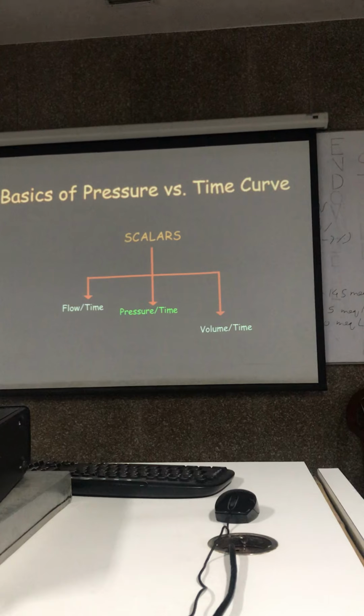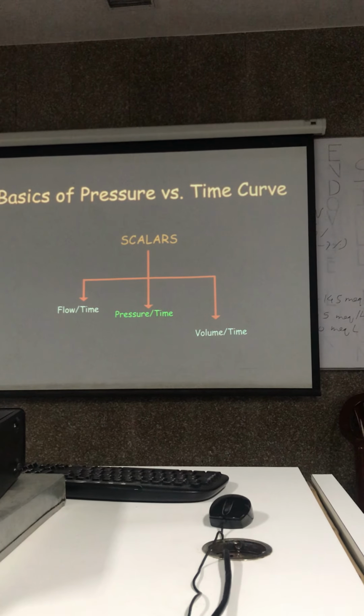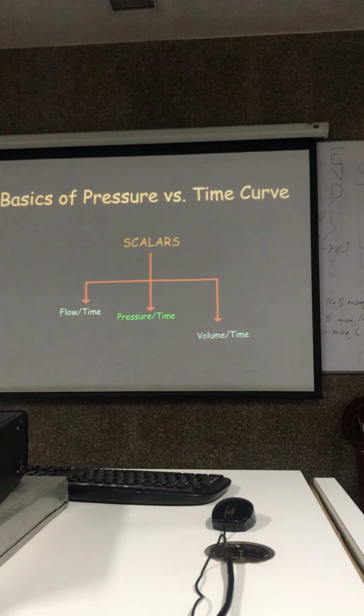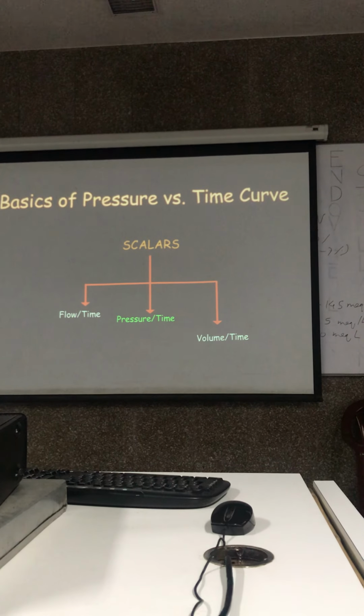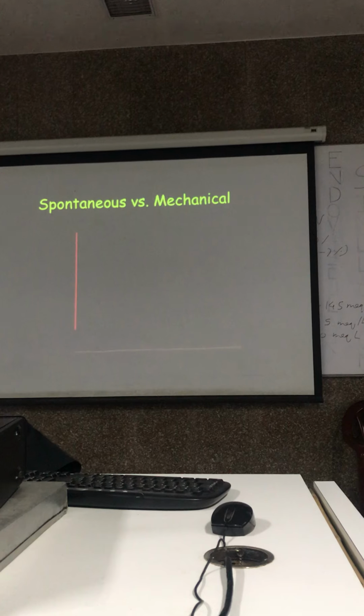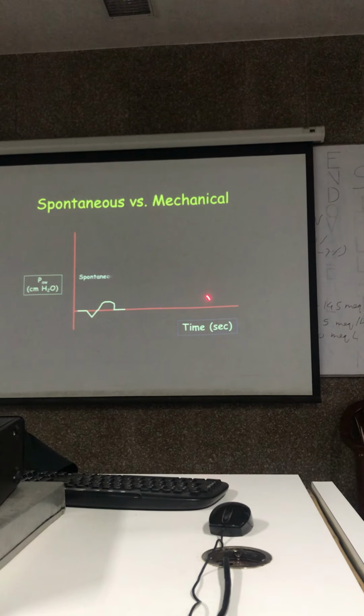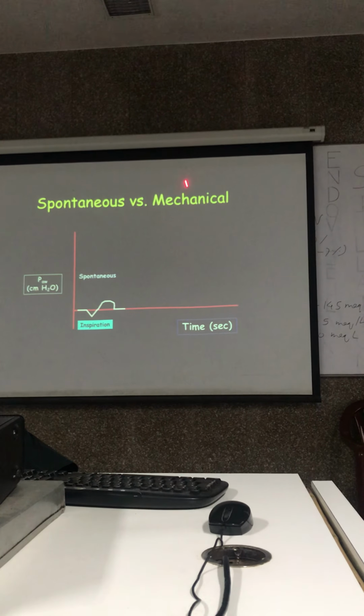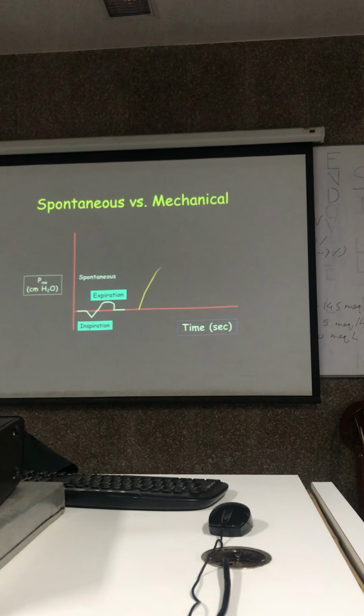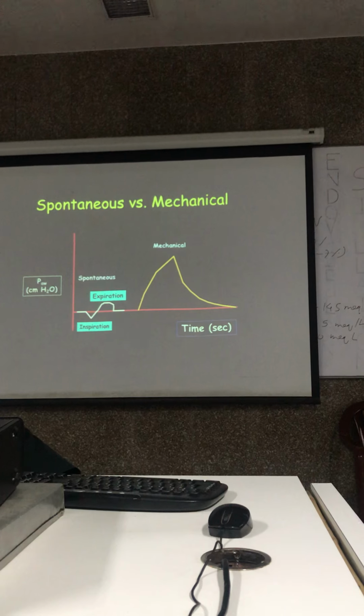Okay? So we have done two scalars up till now. We come to the third scalar, which is the pressure and time scalar. So let's look at pressure on the y-axis, and we look at it versus time.